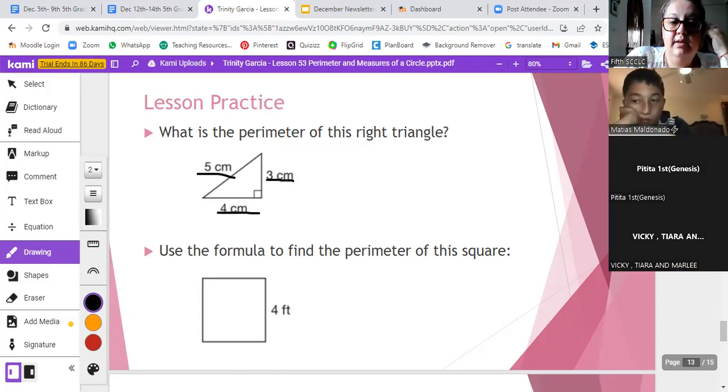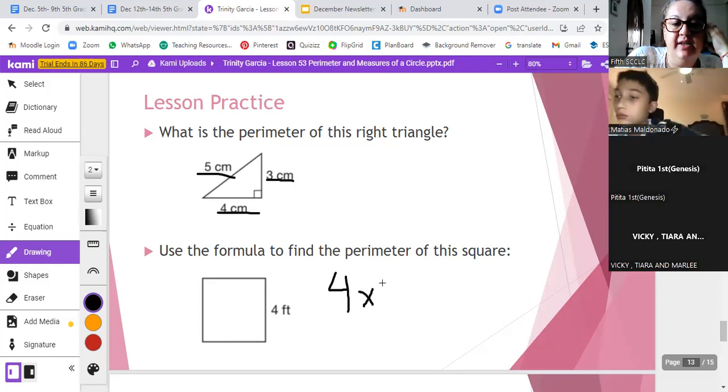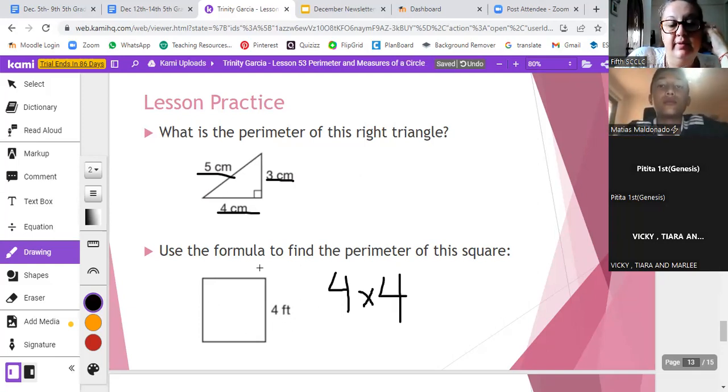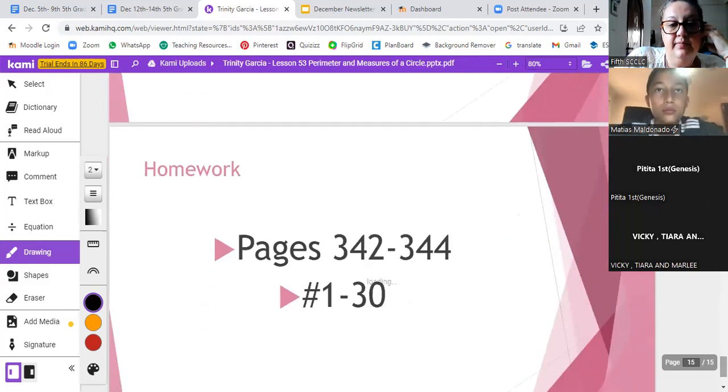How do I find the perimeter of the square? By multiplying. By adding. Either way, right? I could multiply 4 times 4 because we know that each side of the square is 4 feet and there are 4 sides, or I can add 4 plus 4 plus 4 plus 4. Either way. Good. Vicky, did you have a question? I didn't hear it. No. Okay, thank you.